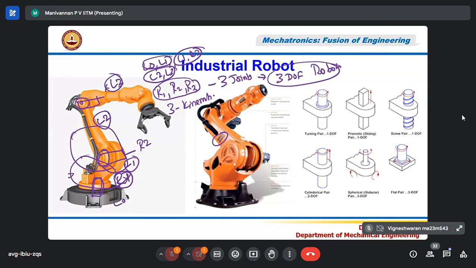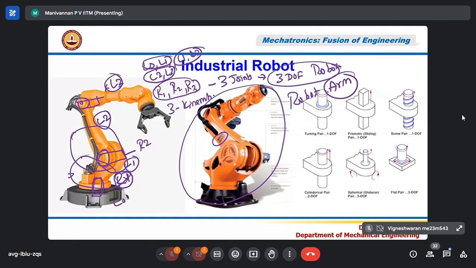Most industrial robots, if you see the robot, this is called a robotic arm. They call it a robotic arm. What is an arm? A human arm. The robot is mimicking a human arm. This is called the anthropomorphic robot.